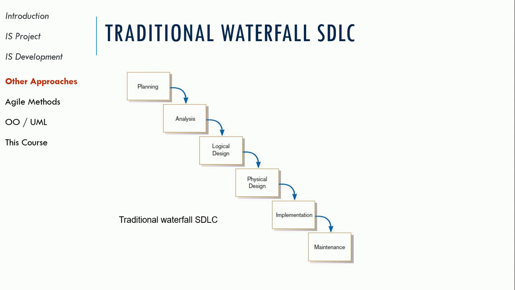Notice what looks different about this approach from the previous diagram. Before, we saw planning, then analysis, design, and it was in a big circle and it cycled back to planning. But when you look at the waterfall approach, once we get from planning to analysis, design, implementation, then maintenance, notice what happens after maintenance. There's no arrow pointing back to planning.